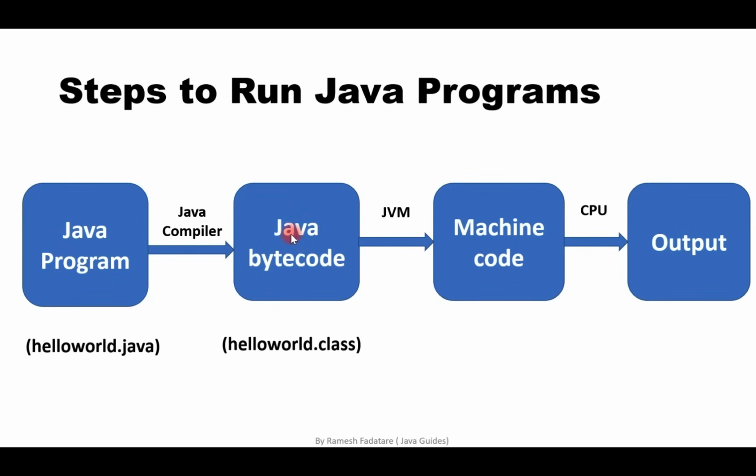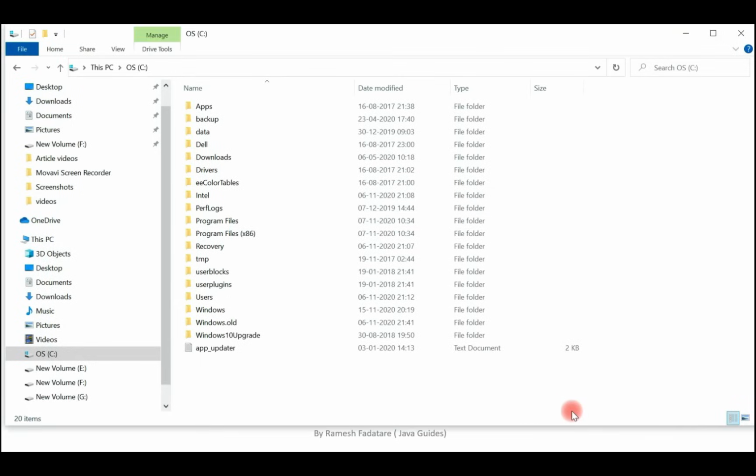Alright, so once we have Java bytecode in a .class file, then we need a JVM to translate Java bytecode into machine specific code. This machine specific code is a set of instructions that is automatically executed by the CPU, which again produces the output. Now let's quickly explore the Java installation and what JDK and JRE exactly contain.